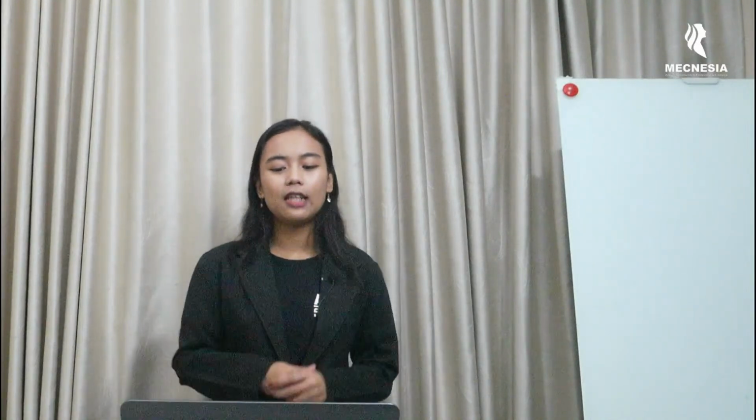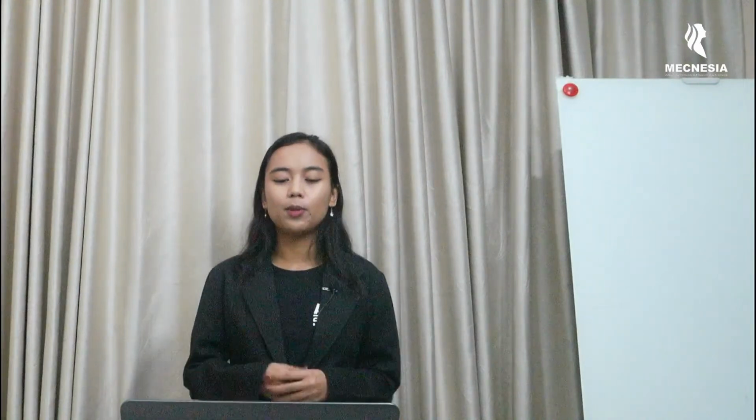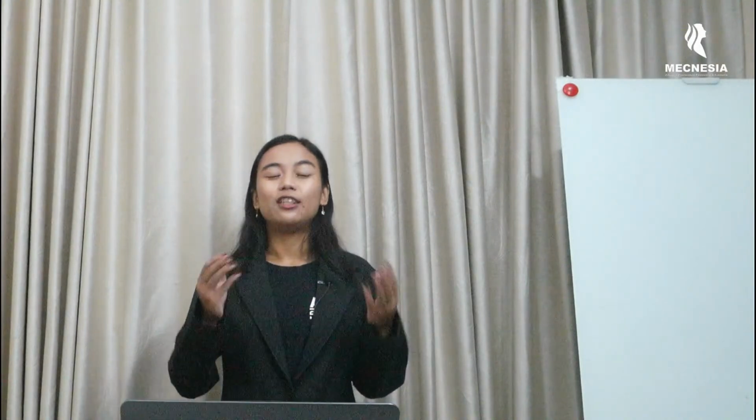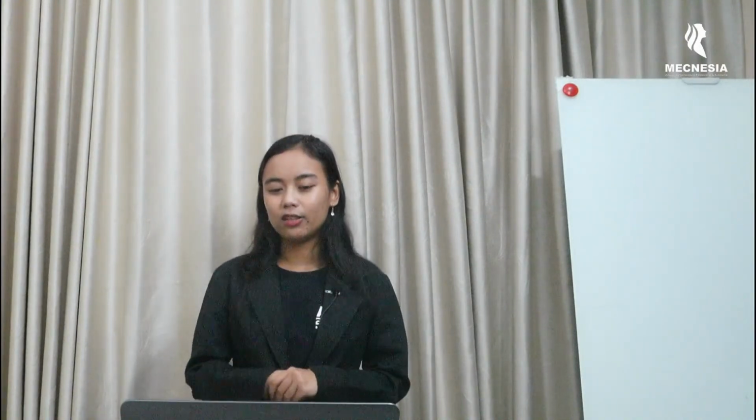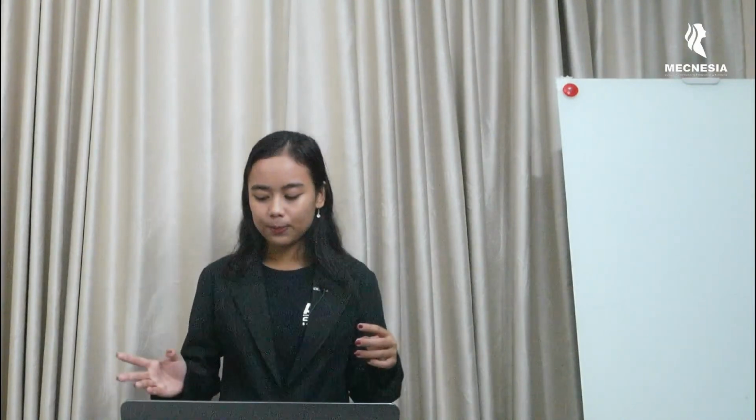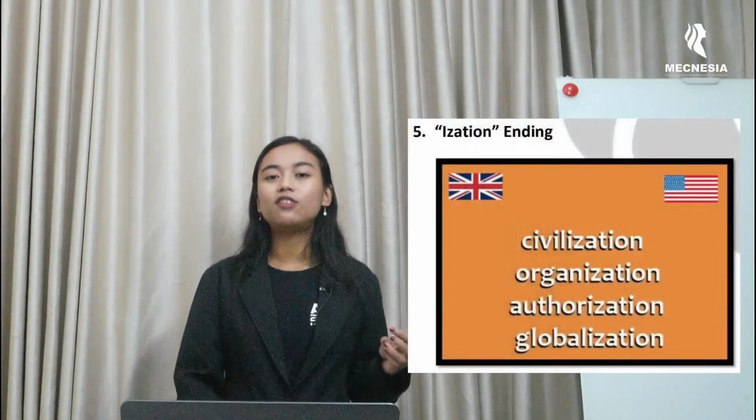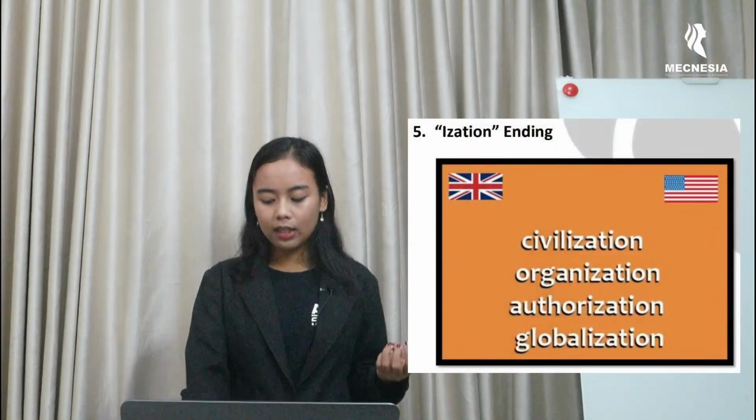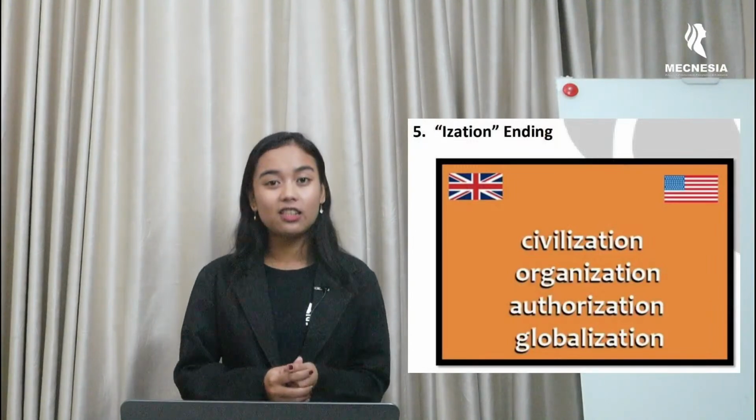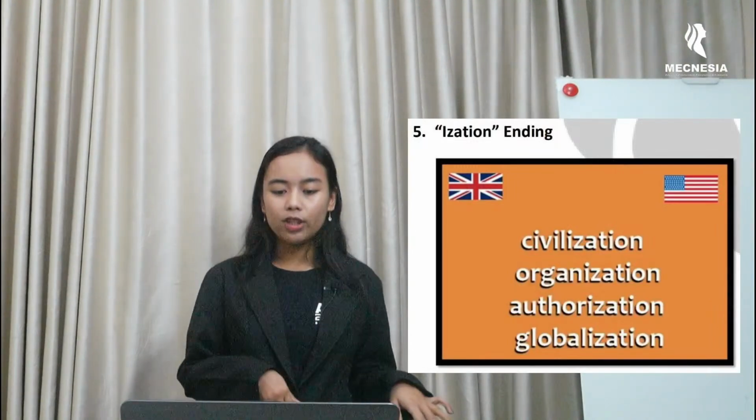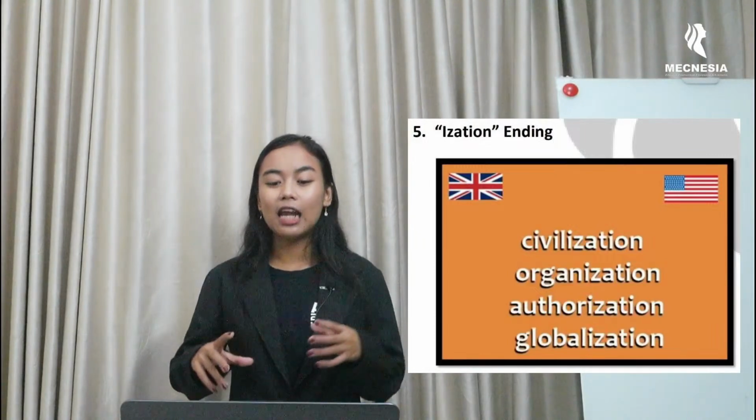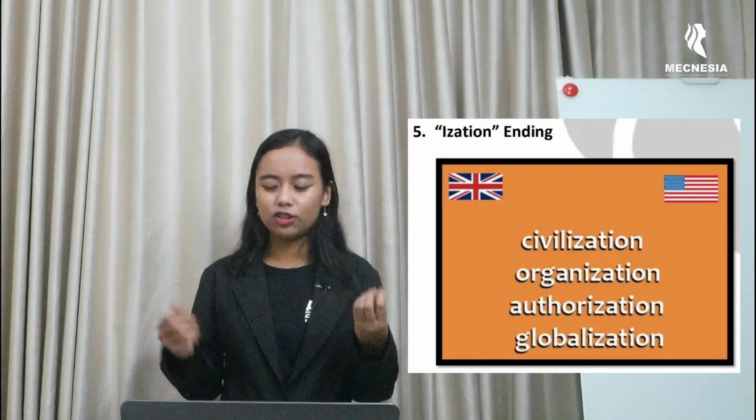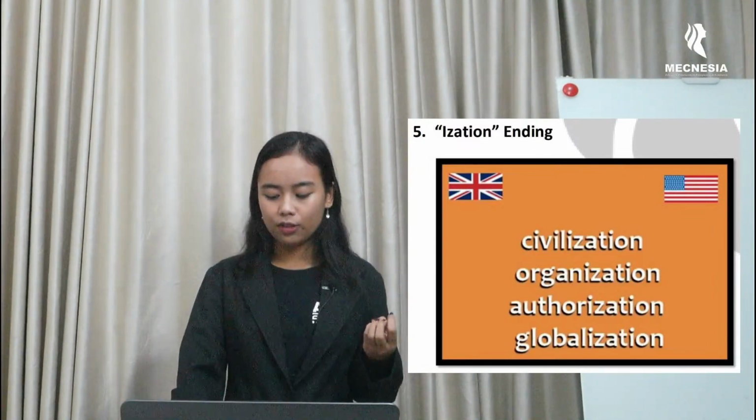Now, let's take a look to the fifth difference. Perbedaan yang kelima is in isation ending. The word ending in isation. Jadi, di kata yang berakhiran isation. So, the first, we have civilization. In American English, we say it one way, but in British English, we say it another. There's not really much different. Gak ada beda yang terlalu jelas for this word.